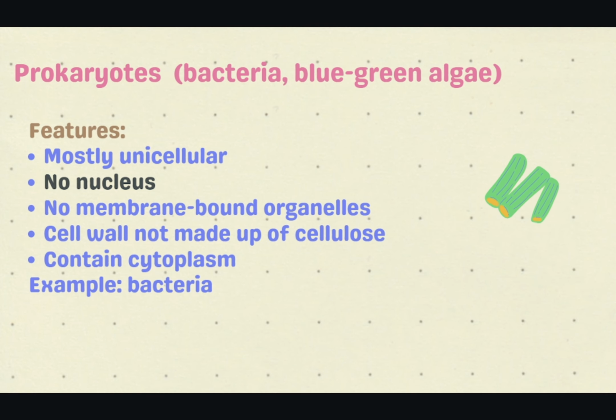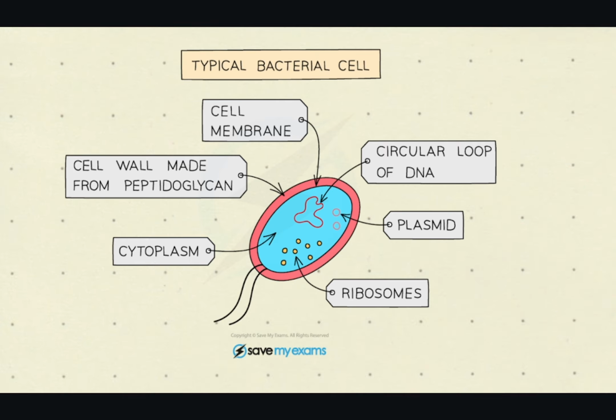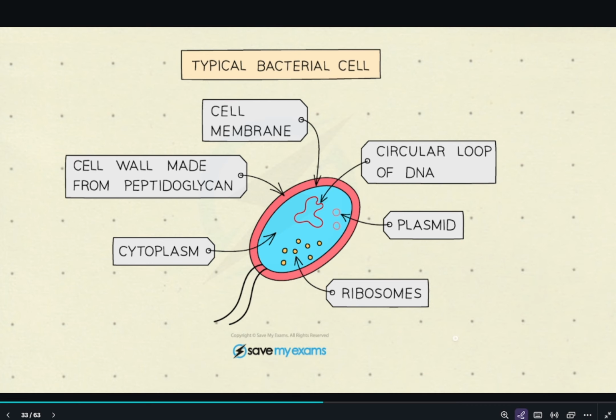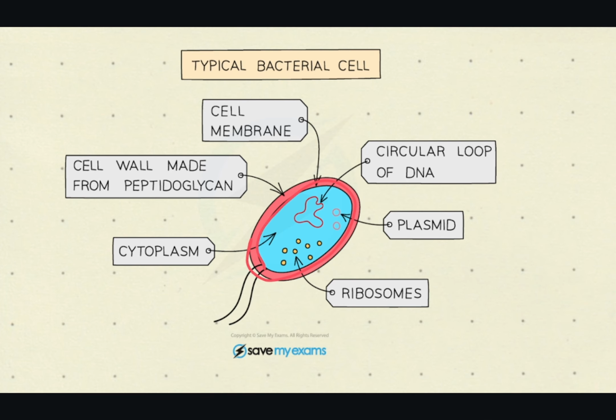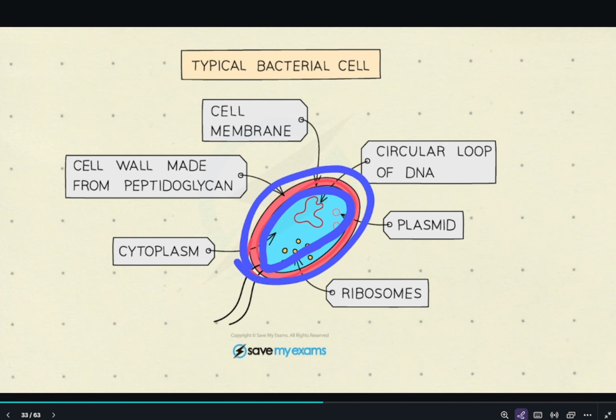Now, moving ahead towards prokaryotes. A basic example you guys need to know is bacteria. Bacteria is a prokaryote. Let me show you how a typical bacterial cell looks. This is how it looks, and you guys can also see that it has two membranes over here. This one right here is the inner one, and then an outer one.